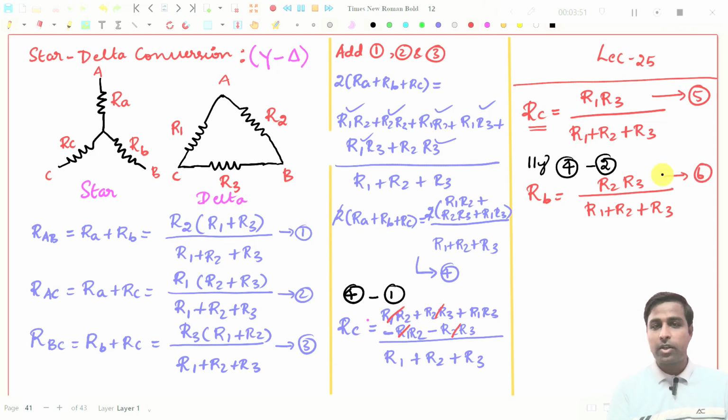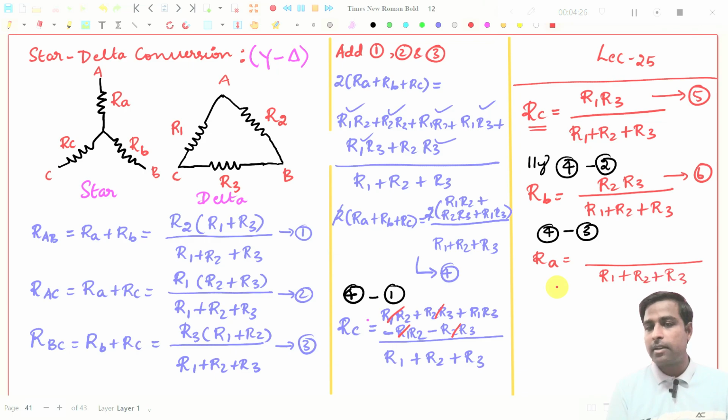And similarly, you subtract expression number 3 from expression number 2. If you subtract these two expressions, you will get RA, because RB RC is there in both and they will be cancelled. So you will get the expression for RA, that should be equal to R1 R2 in the numerator divided by R1 plus R2 plus R3. So this will be expression number 7.